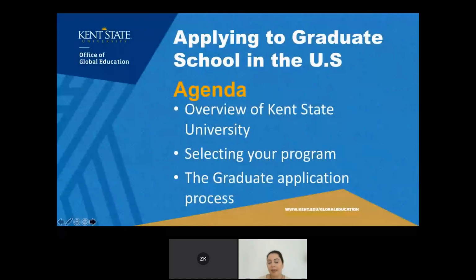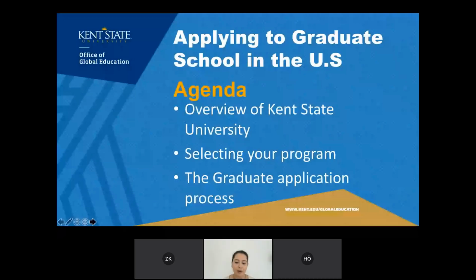Again, for today's agenda, I will provide a brief overview of Kent State University. Then I will talk about some of the steps of the application process for graduate students. How do you select your program? How do you find out about requirements? And what is all needed as you are thinking about applying for master's and PhDs in the United States?